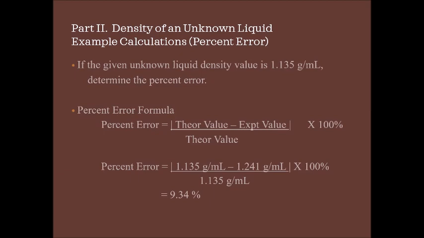So what do we do with this data? You'll also be given your known value, your theoretical value. This is a number that you should have gotten. Suppose for our example it is 1.135 grams per milliliter. In that case, you take the theoretical value minus the value that you determined from your data, divided by the theoretical value. Following this formula gives you percent error. So our percent error for this example is 9.34%.